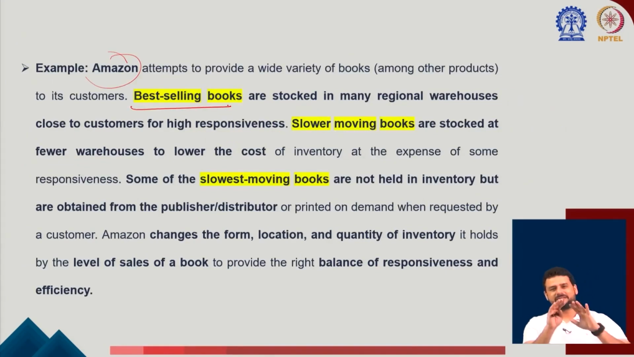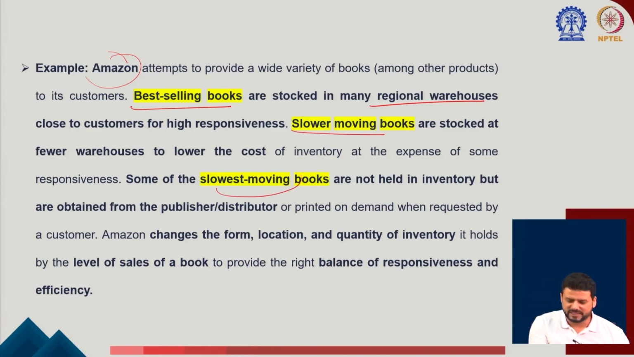They have segregated the books which they are selling into 3 categories. Best selling books, they are placing order with the regional warehouses where they have located their regional base warehouses, and quickly delivering the product. High responsiveness for best selling books. If books are slower moving compared to best selling, then you are stocking those books a little further away from the customer, in a centralized location, so that the overall cost of inventory can be reduced.